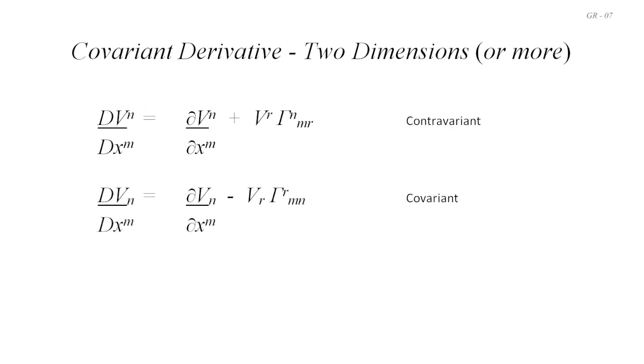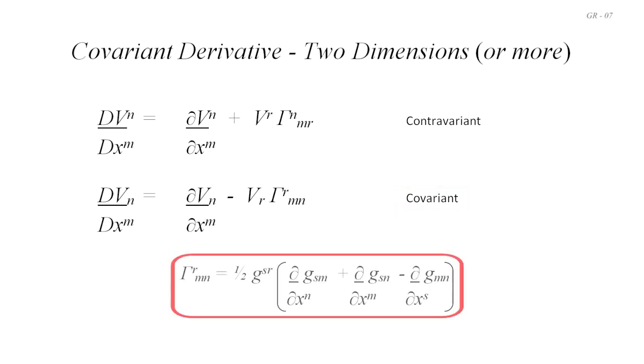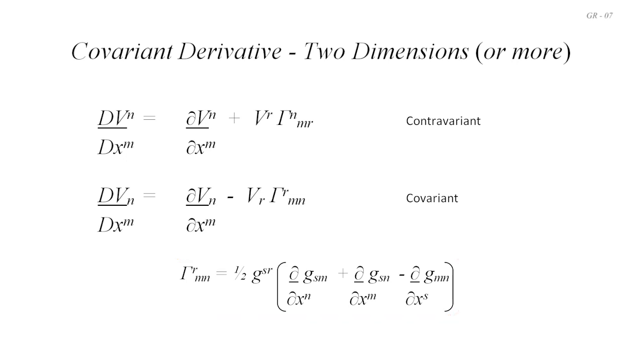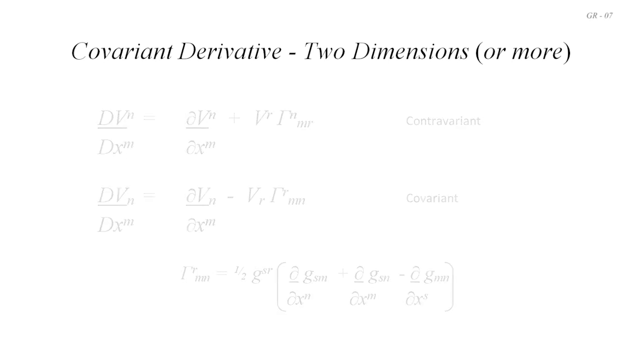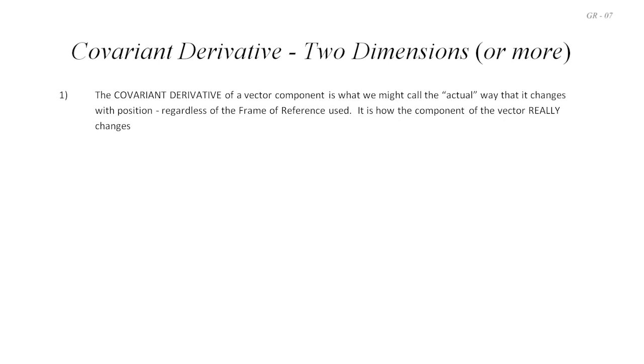Here, once again, are all the equations for the covariant derivatives of the various components of vectors in as many dimensions as you like. And here's the expression for the Christoffel symbols in that convention. By now I hope you are beginning to get a bit of a handle on what all this means. And to sum up, firstly, the covariant derivative of a vector component is what we might call the actual way it changes with position, regardless of the frame of reference used. This is how the component of the vector really changes.